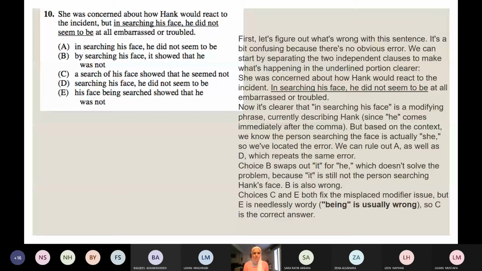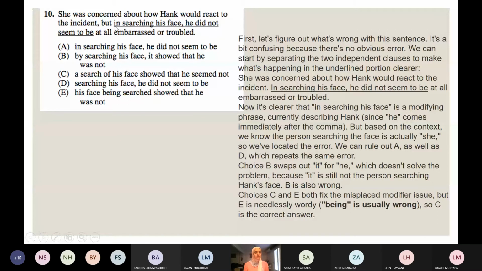We said A is wrong, it is the same. B is wrong because that modifies it, that is being modified. She was concerned about how Hank would react to the incident. A search of his face showed that he seemed not. A search of his face here. So I removed this and I add a search of his face.